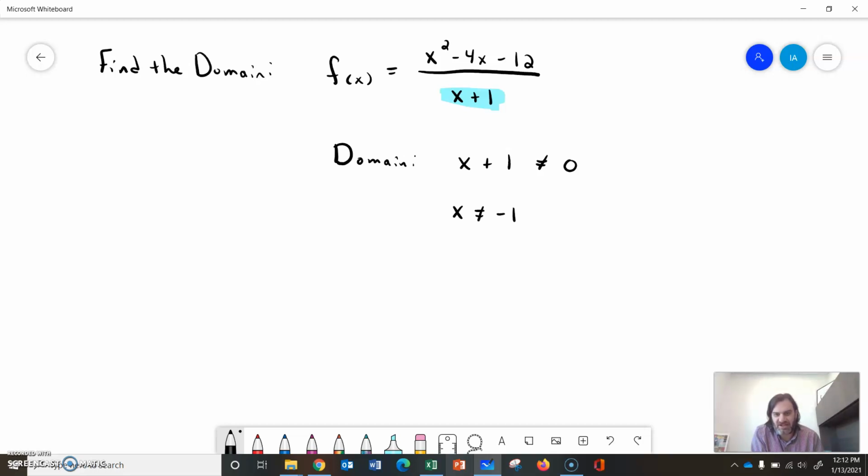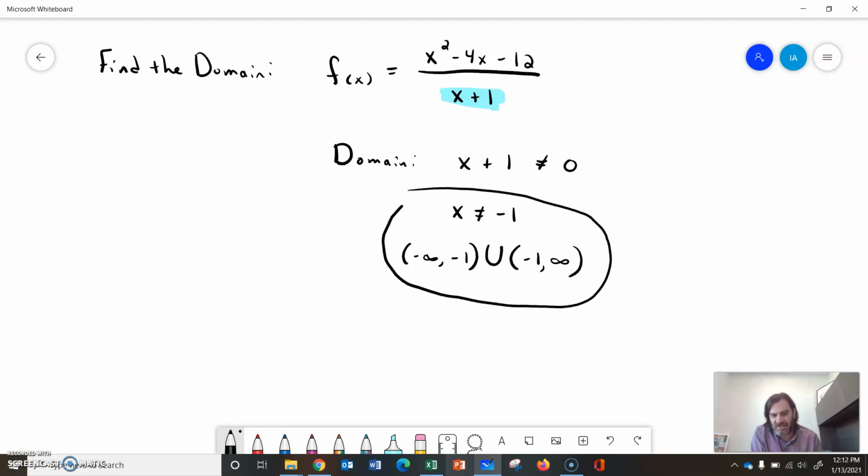We can leave it there in the inequality form if you like. We could also write this in interval notation and make it look like everything from negative infinity up to negative 1 with a parenthesis, and then we use the union and pick back up at negative 1 and go to infinity. So either one of these is a good candidate.